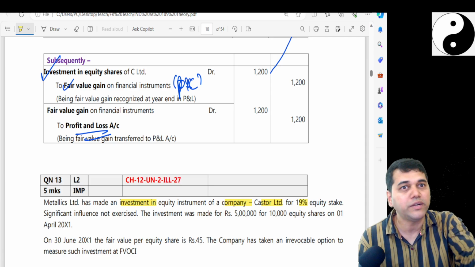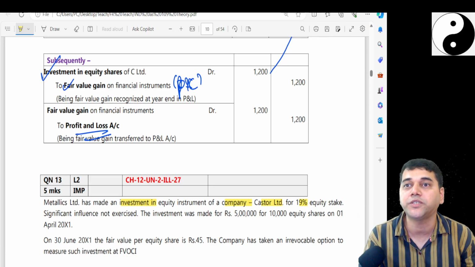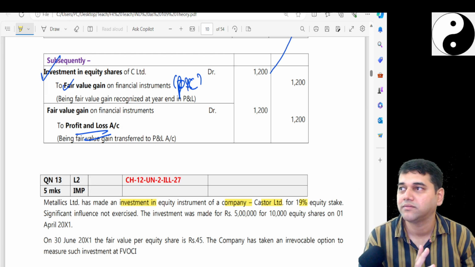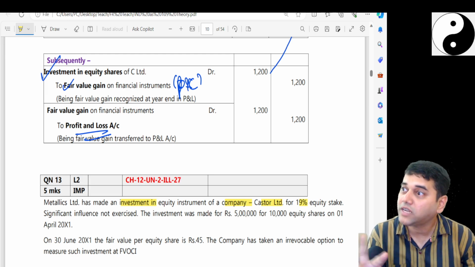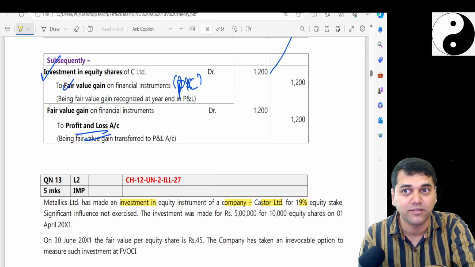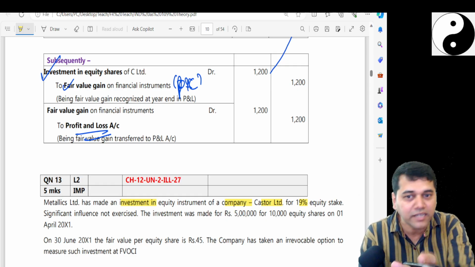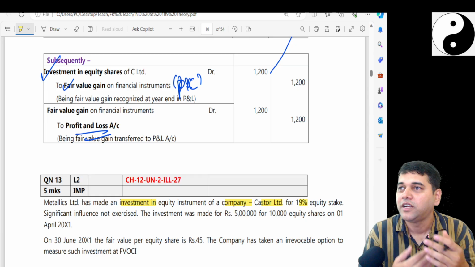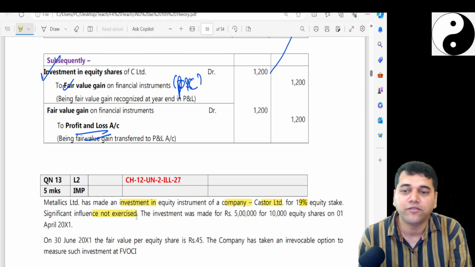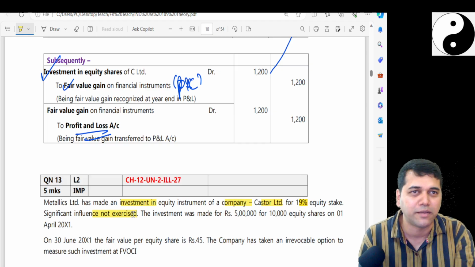Now, the moment 27 comes, 27 will give an option, either equity method or cost. This will come only if you have got significant influence. If 27 is attracted... right now, since they made our life easier, 27 is not attracted. 19% equity stake, significant influence not exercised. We understand why they have to tell me.